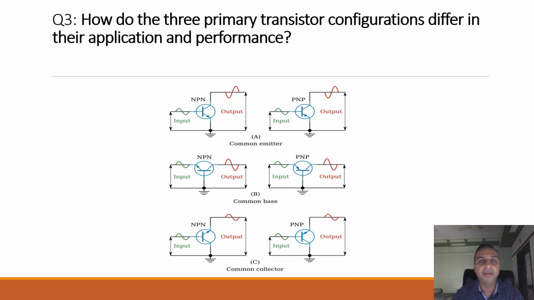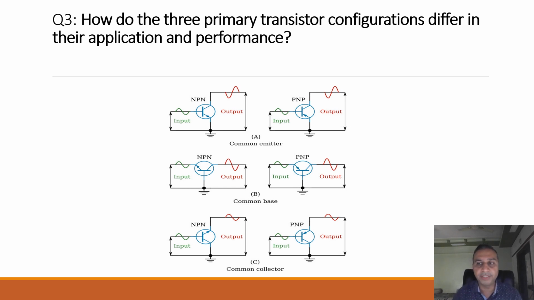How do the three primary transistor configurations differ in their applications and performance? There are three primary configurations in case of a transistor. They are common base, common emitter and common collector. In all these three configurations, one of the terminals is made common for input and output.